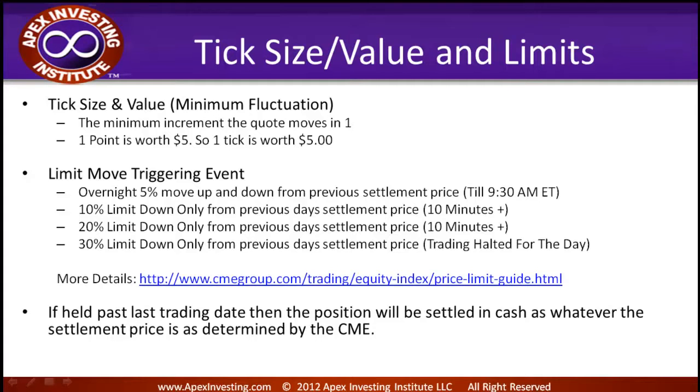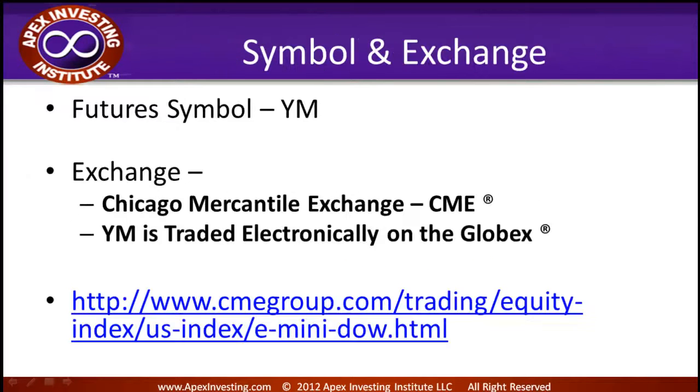Now, if you do buy a Dow futures contract and you hold it past the last trading date, then the position will be settled in cash at whatever the settlement price is as determined by the CME. Again, the futures symbol on the CME is YM, and it's traded on the CME, which is the Chicago Mercantile Exchange, and it's only traded electronically on the Globex. For more details about the contract specs, feel free to visit the link below.